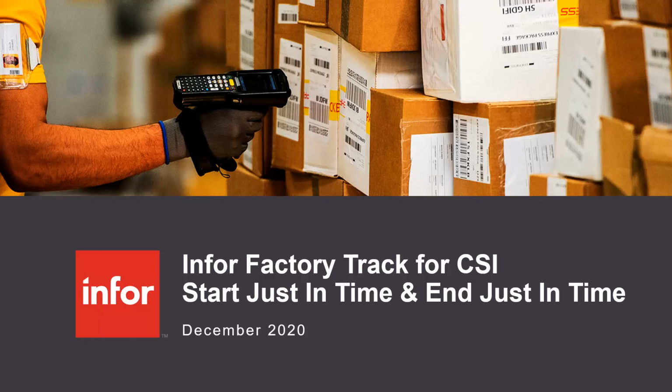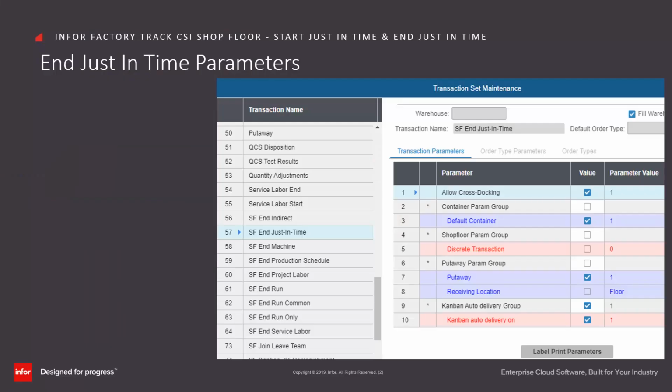Infor Factory Track for CSI, Start Just-in-Time and End Just-in-Time. To report time and quantities to just-in-time production orders, the Start Just-in-Time form and the End Just-in-Time form are used. These can only be used if Time Track is not implemented.